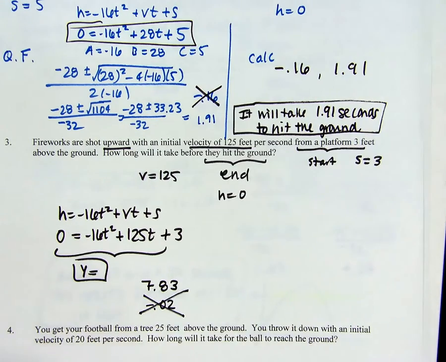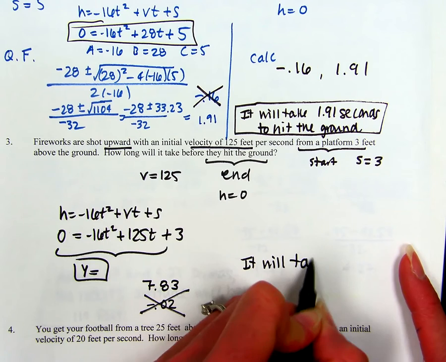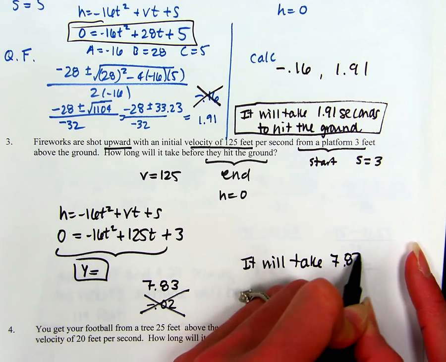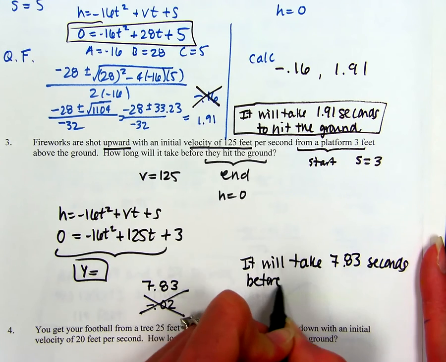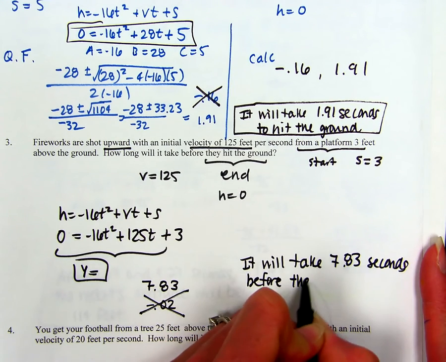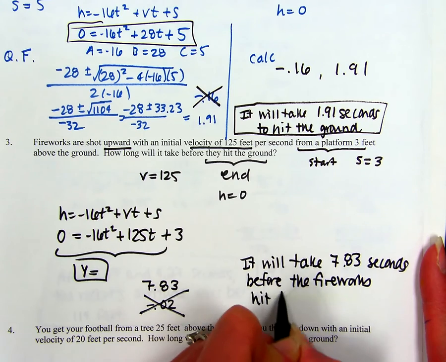All right, so how long will it take before they hit the ground? It will take 7.83 seconds before the fireworks hit the ground.